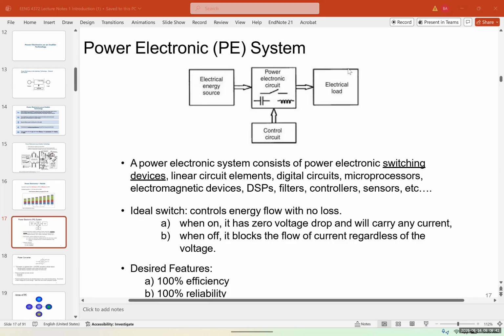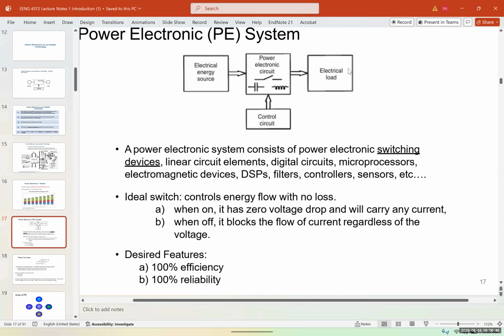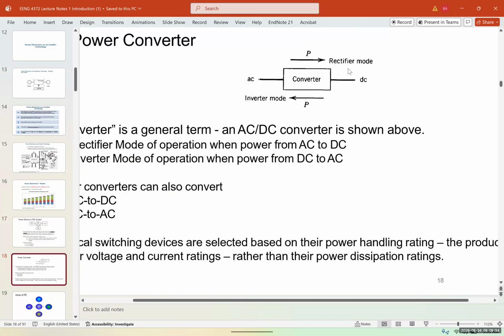So the desired features of power electronic systems: we want to have 100% efficiency and 100% reliability. Obviously, we can't have that reliability, but it's still very good. Most of the EVs right now have redundancy. So instead of having one inverter, some of them have two. So if one goes out, there's another one. But the thing is, they have become so reliable right now. I see like 90% of them have one inverter.